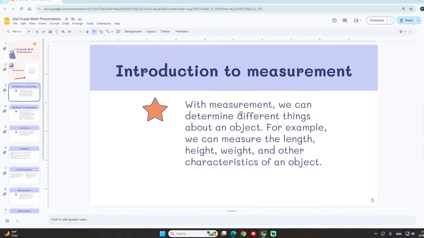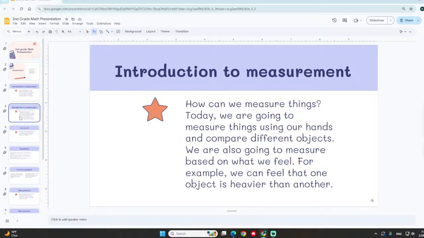So let's talk about what measurement is. With measurement, we can determine different things about an object. For example, we can measure the length, height, weight, and other characteristics of an object.